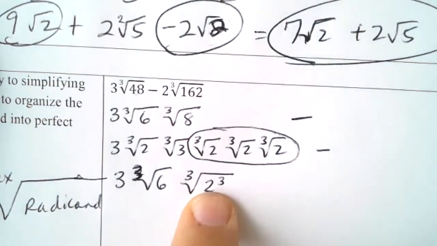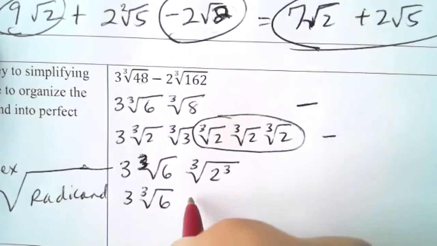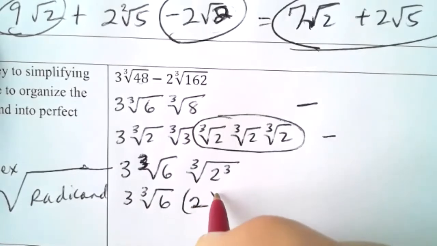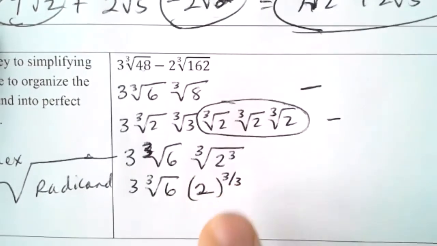If you'll notice here, we've got 2 to the 3rd power. So 3 divided by 3 is 1, right? So I'll actually write that out. Think of it like this: 2 to the 3 divided by 3. That's how that's written. And then that cancels out.